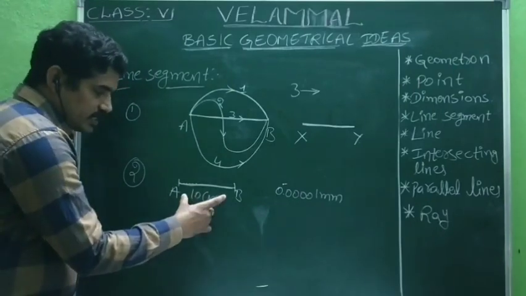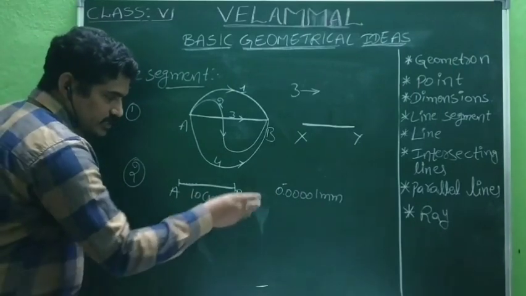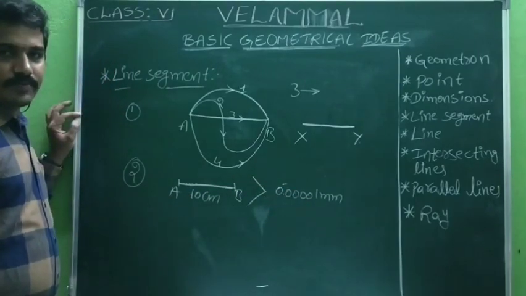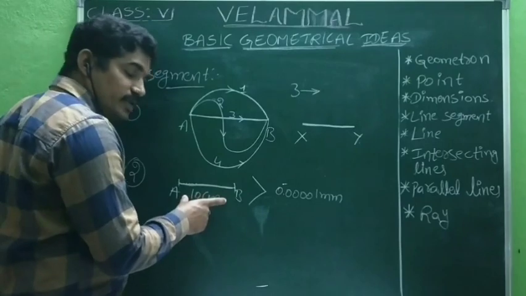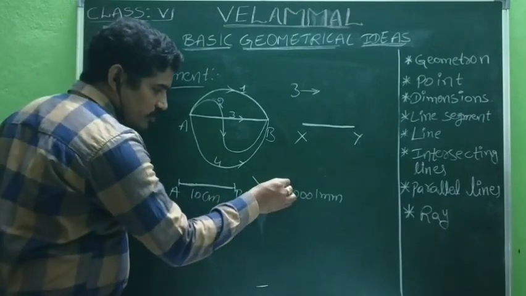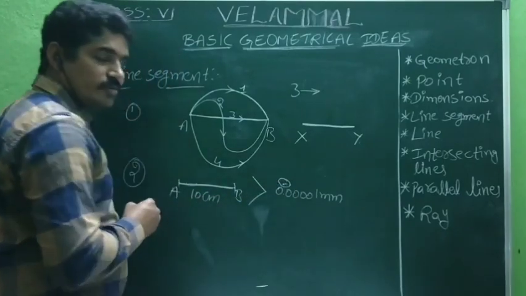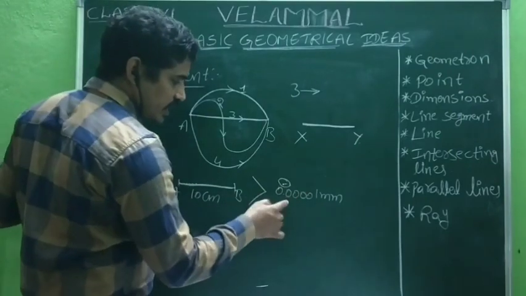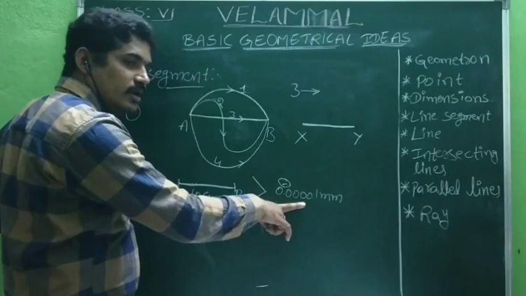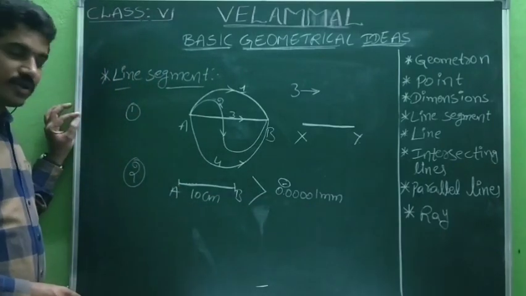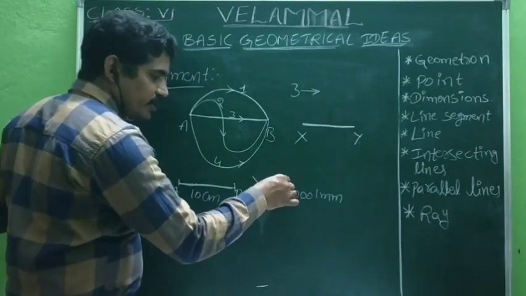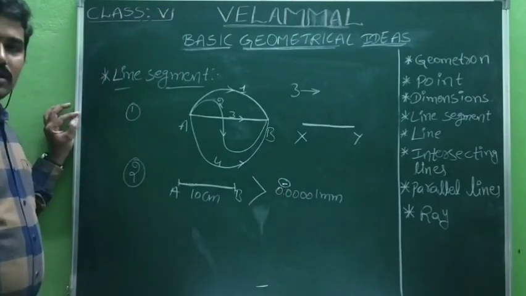See, here we have 10 centimeter, which is comparatively much bigger than 0.0001 millimeter. Here we are saying that there will be infinite points. Then what about this small line segment? Will there be infinite points or not? Yes, whatever line segment you take, either 0.1 millimeter or 0.0001 millimeter, there will be an infinite number of points on the line segment.